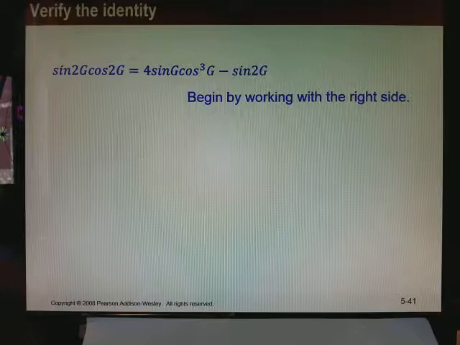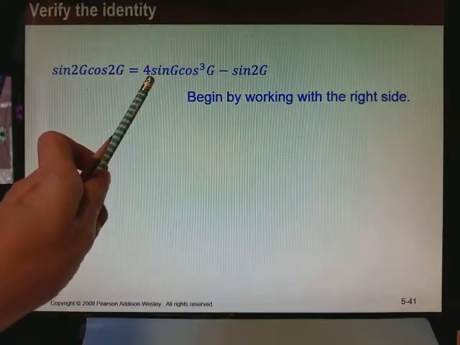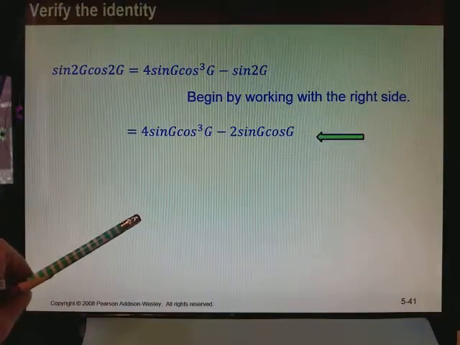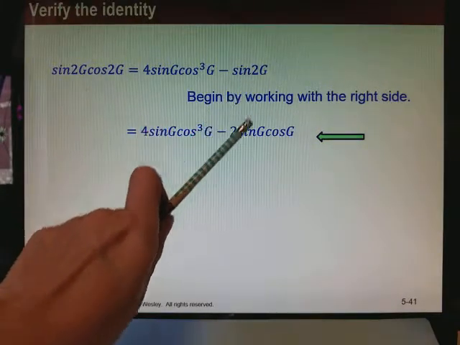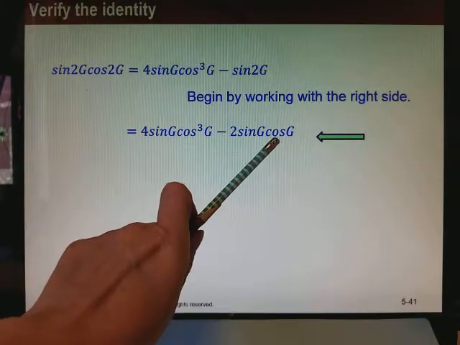Sine of 2g, cosine of 2g equals, and this time they told me to start with the right side. So I'm going to start with this side. So when I do start with this side over here, that was a double angle identity. So I rewrote it as 2 sine g cosine g.